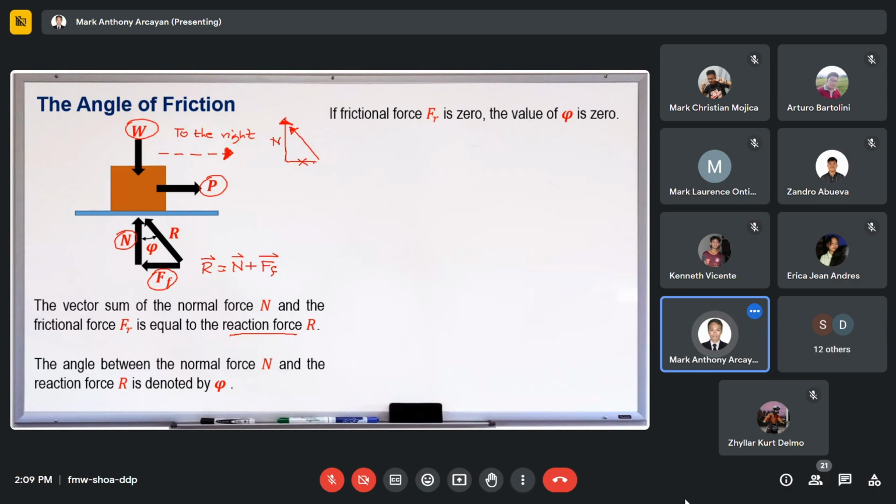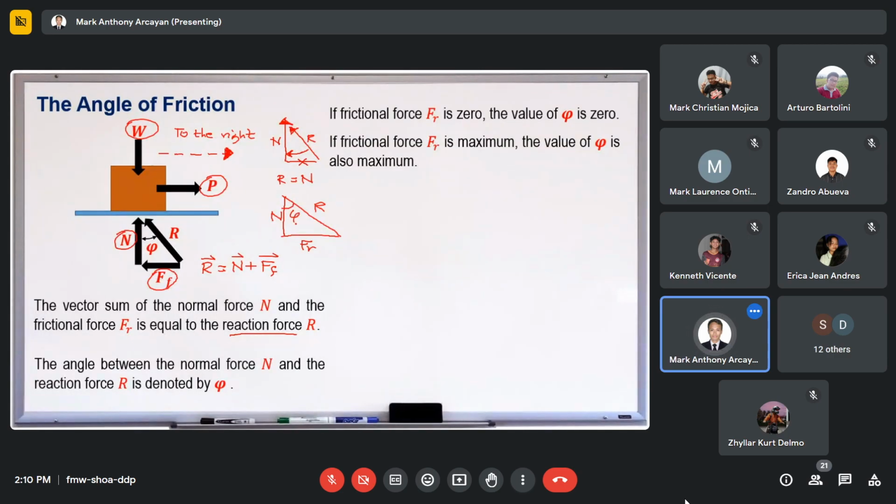Since we set it to zero, it closes. R becomes equal to the normal force, so phi is zero. Now, if the frictional force Fr is maximum, let me draw it, it is at its max. So this is our Fr, this is our N. In this condition, we can also attain the maximum value of our reaction force. That is the maximum opening of our angle phi. Here, the value of phi is also maximum.